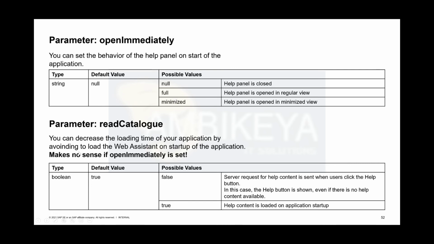Okay? And obviously, it makes no sense if any open immediately option is set, because then it's visible and then it needs content. This is also one of the top 5. We want to reduce our bandwidth consumption and we don't want to initialize, but it's still not working. We set read catalog to true. Do you open it immediately? Yes, for sure. We want the people to use it. Do you get the message? Okay. It simply makes no sense.